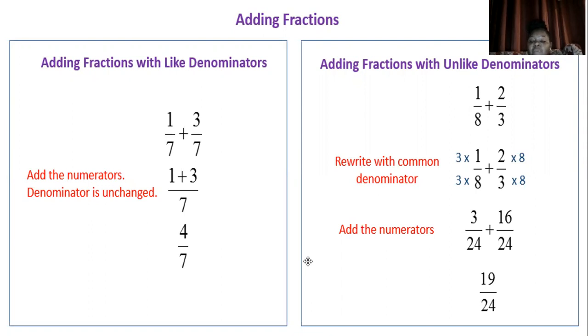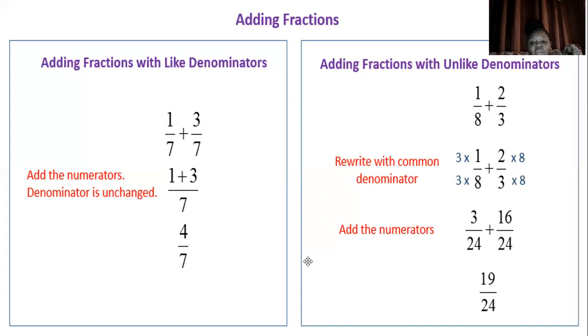However, if we have a problem where there are different denominators, like the example on the screen, 1/8 plus 2/3, we know that we first have to find the LCM. And the LCM of 8 and 3 is 24. Therefore, we have to figure out what we multiply by 8 to get 24, and what we multiply by 3 to get 24. We multiply 8 by 3 to get 24. Therefore, we multiply both the numerator and denominator by 3. Then we know we multiply 3 by 8 to get 24. Therefore, we multiply both our numerator and our denominator by 8.